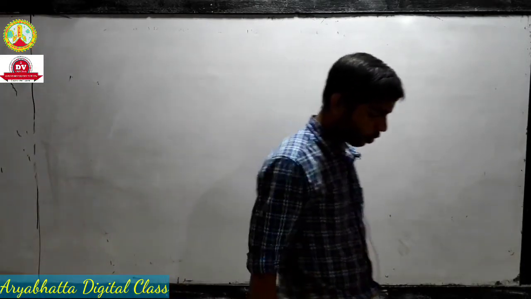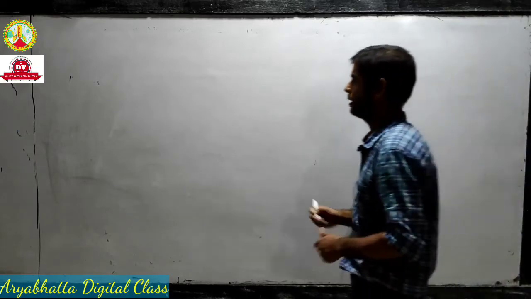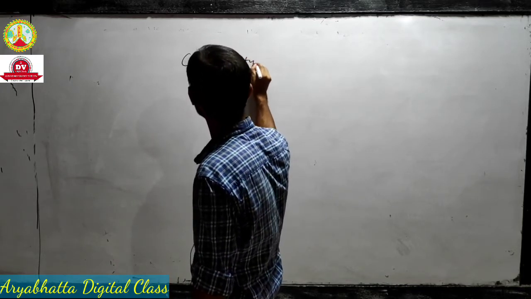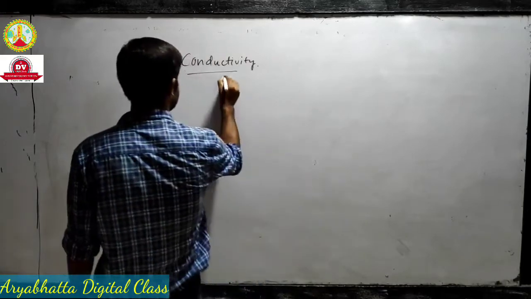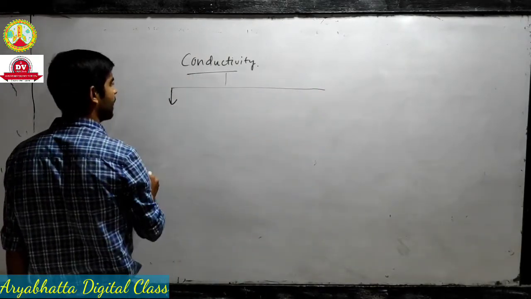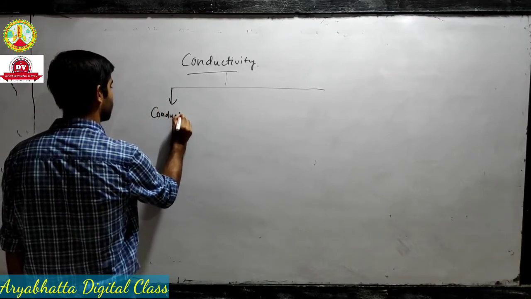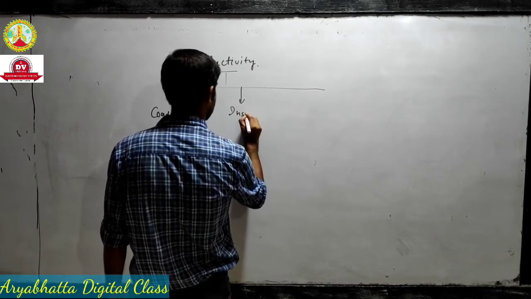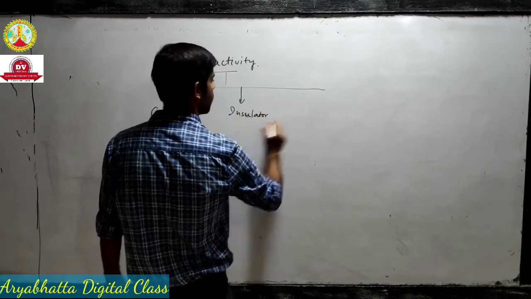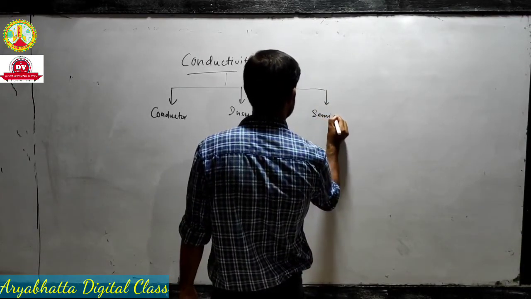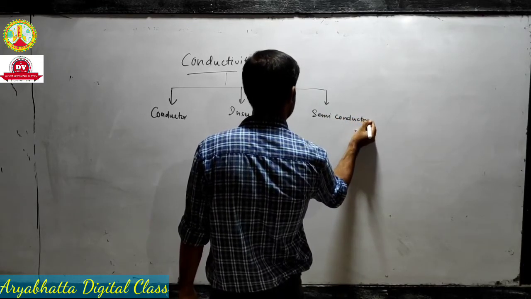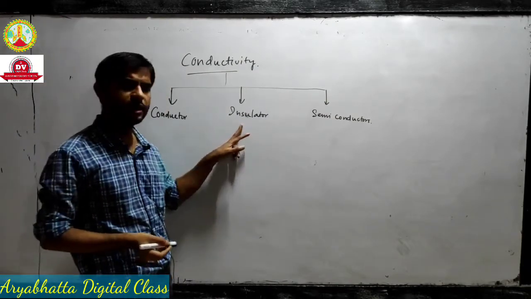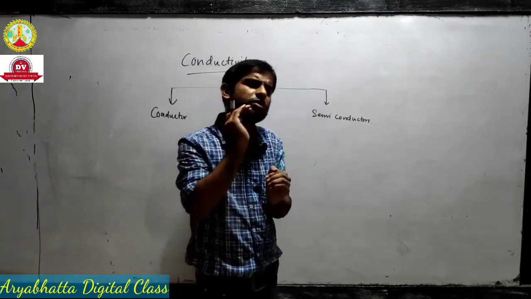Now we will talk about conductivity of solids. I am sure you know that there are three types: conductors, non-conductors or insulators, and semiconductors. Conductors are very good conductors of electricity, insulators do not conduct electricity, and semiconductors can conduct electricity to some extent.